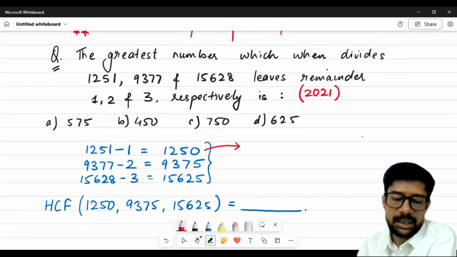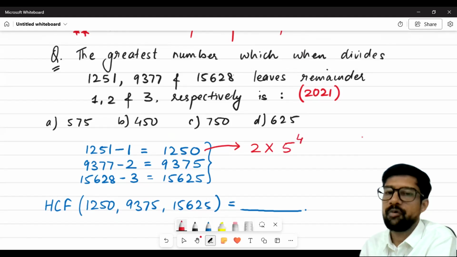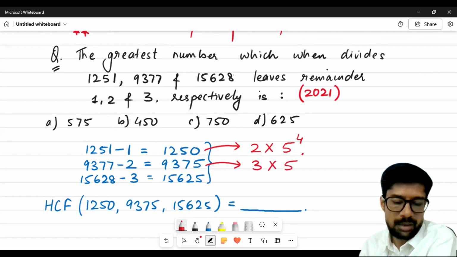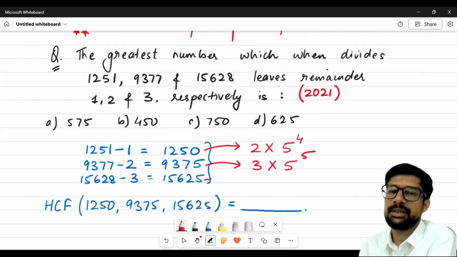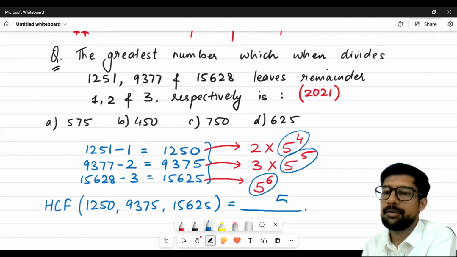1250 when prime factorized gives us 2 into 5 की power 4 when it will be completely prime factorized. 9375 would have generated you 3 into 5 to the power 5. And this is 5 to the power 6. So what is the common part? 5 to the power 4 is common among all of them. 5 to the power 4 is the HCF.